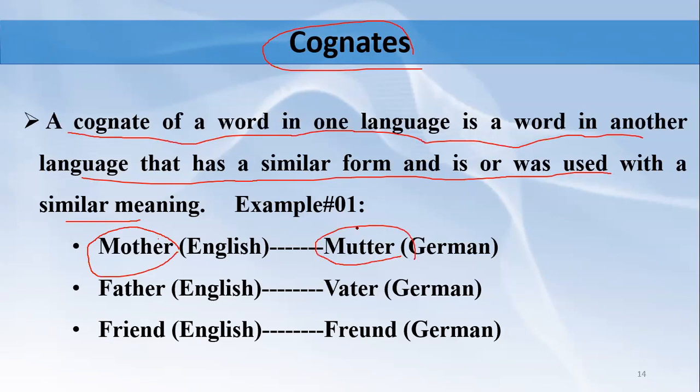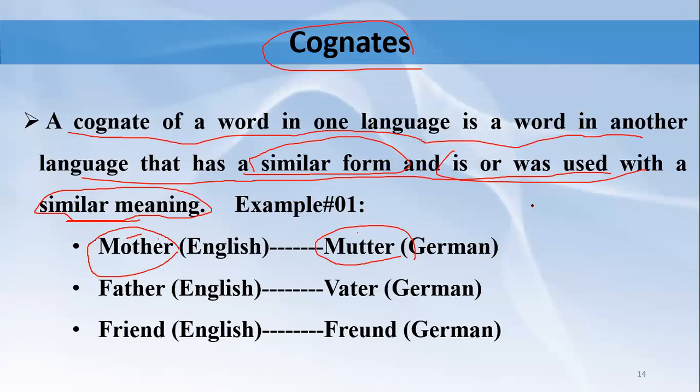Fine. Why is the German word Mutter a cognate of the English word mother? Because of a similar form. Number one, because of a similar form. And number two, it is or was used with a similar meaning. Fine? So we have similar form and similar meaning.